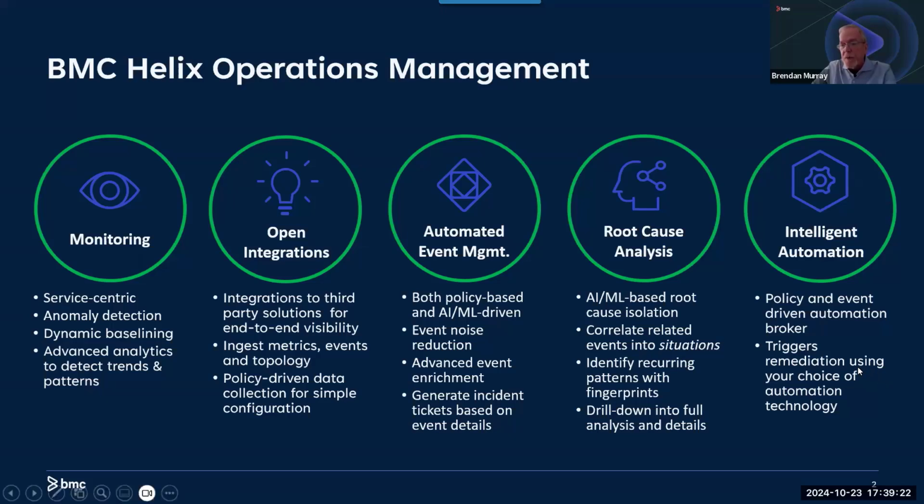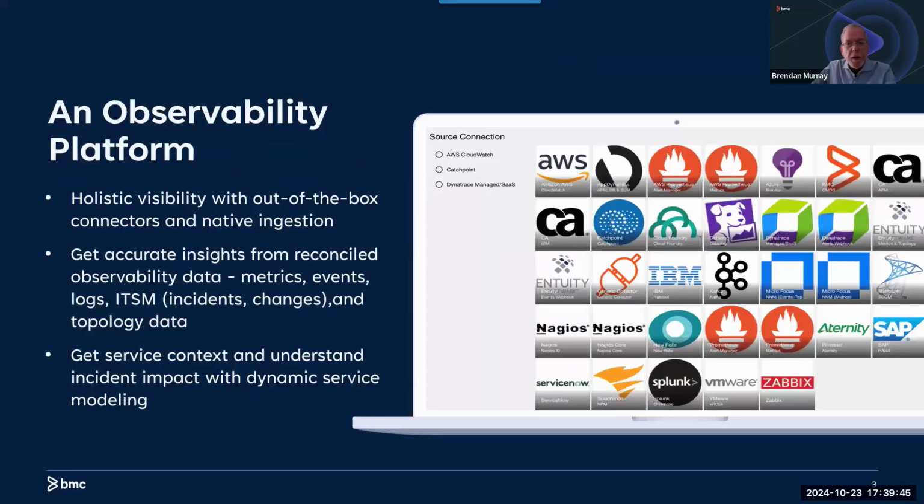And then the final thing, of course, is if you can fix something through automation and reduce the element of human error, reduce the element of human toil, then that's the way to go. So intelligent automation is another platform-wide service that allows you to drive any automation solution of your choice based on events coming from the AIOps component.